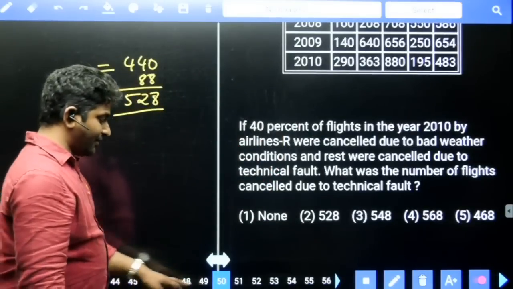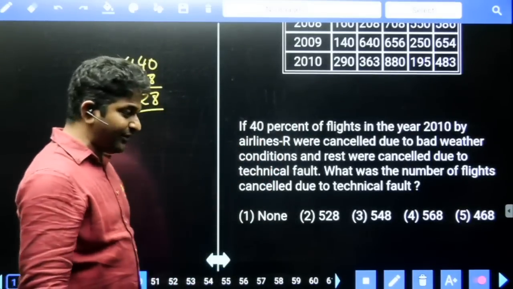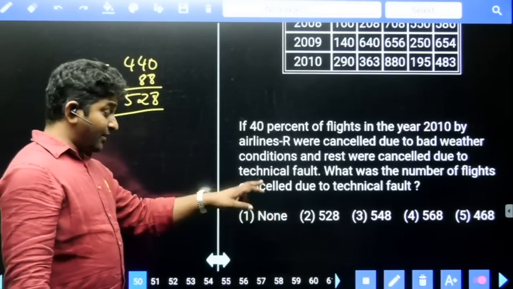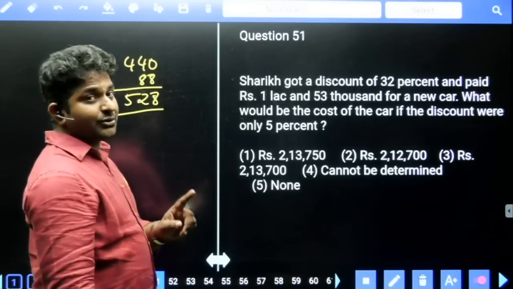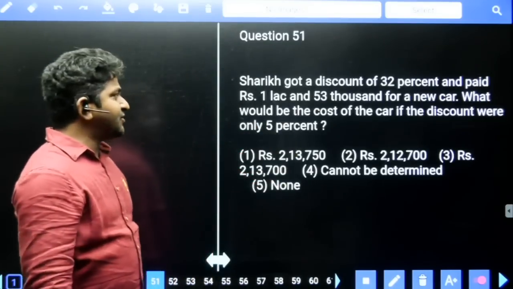528, second option. Next, when you have none of these as an option, don't go for last digit verification or the multiplication rule, because there is a chance of none of these being the final answer. So don't go for the multiplication rule or the last digit verification rule.